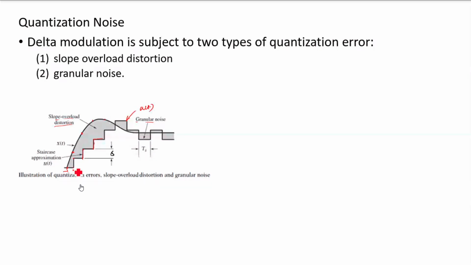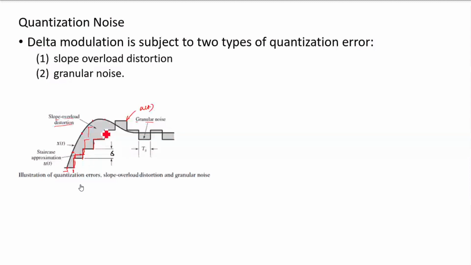What can I do? Increase the levels, I mean the step size. I'll just increase the step size here. When I find this, there is a slope, right? I increase the step size so that I can go very close to the actual signal, right? If I increase the step size here, what will happen? I will be able to overcome the slope overload distortion, isn't it?